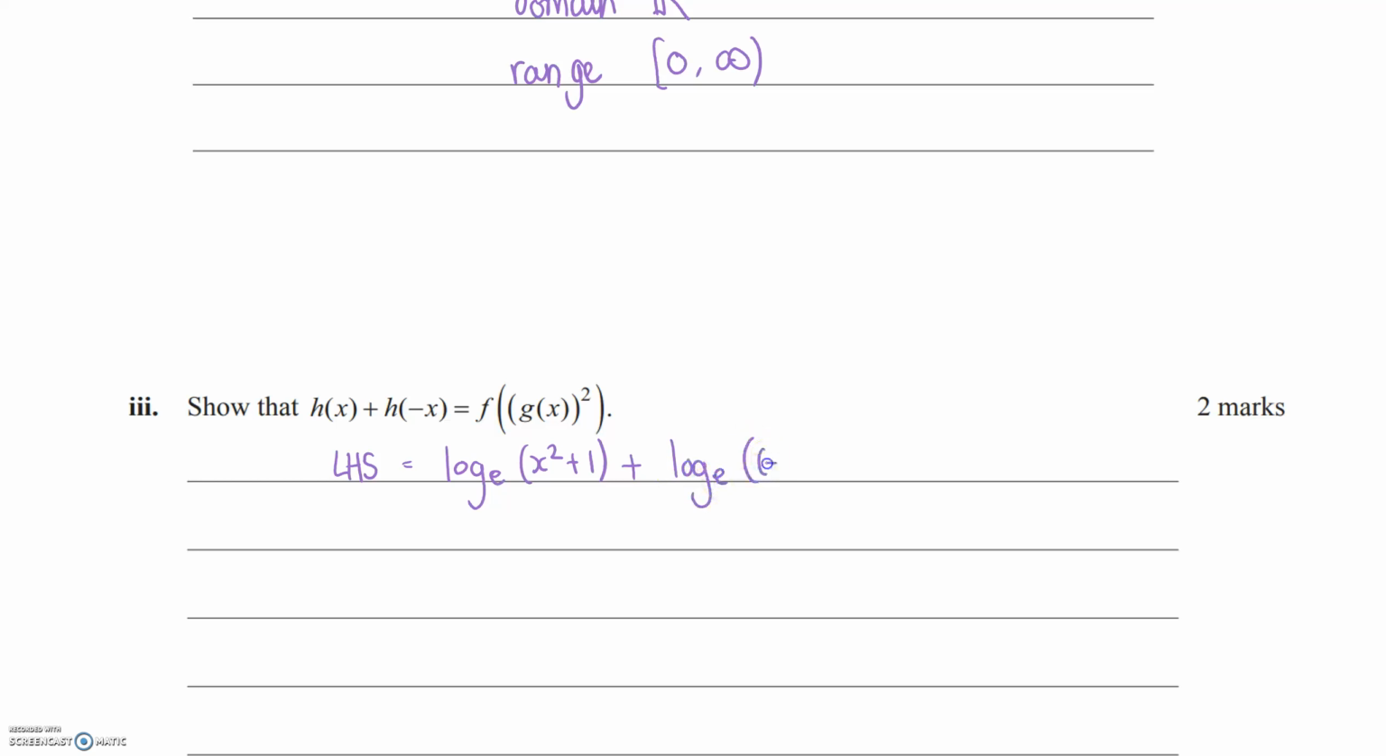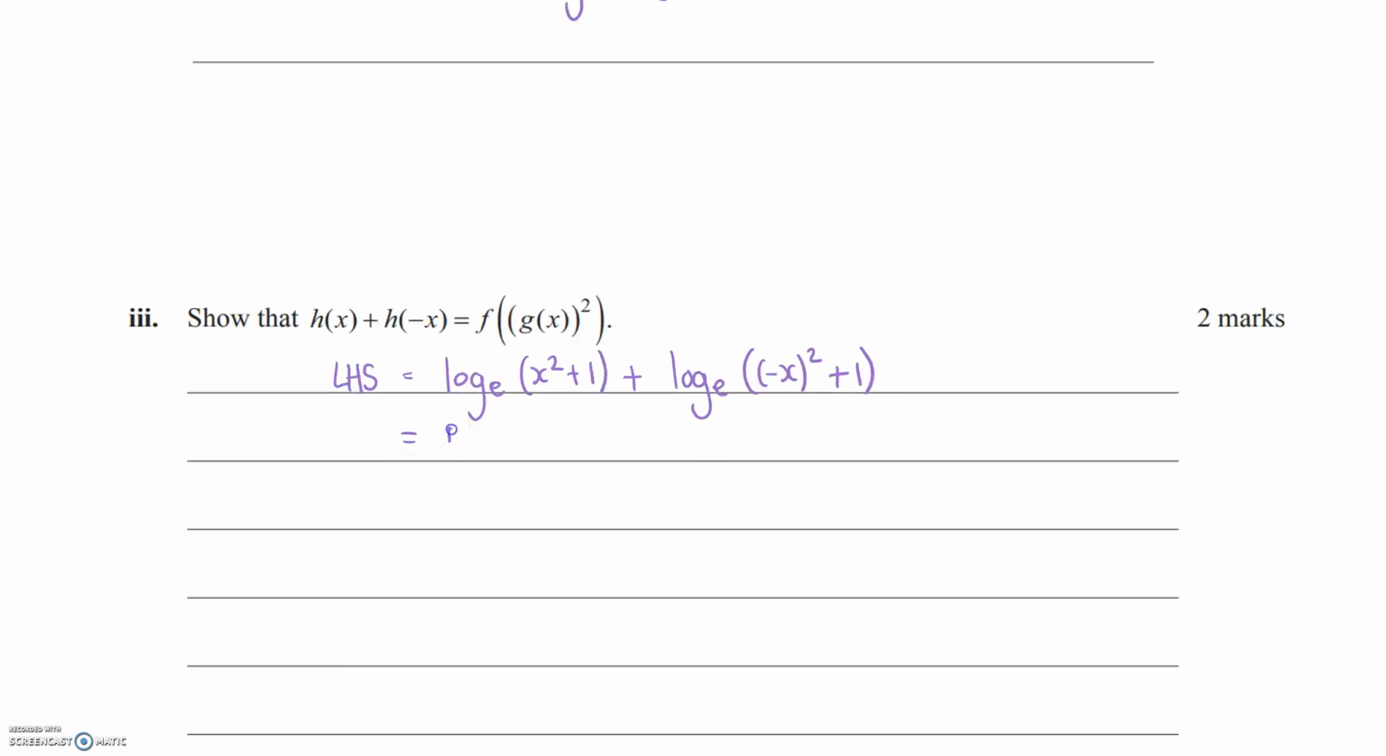Got to be careful with my brackets here. This is negative x squared plus 1. This is just going to be log e x squared plus 1, and this is going to be exactly the same. So actually what we've got is 2 lots of log e x squared plus 1.